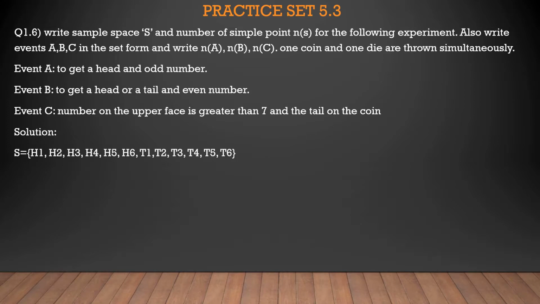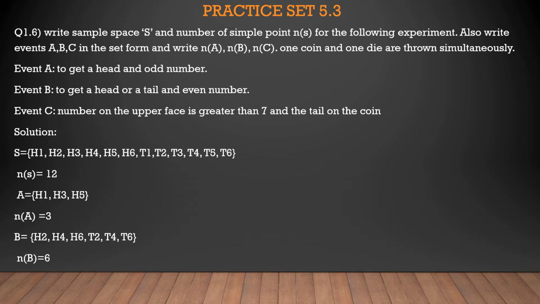So sample space is written as S is equal to H1, H2, H3, H4, H5, H6, T1, T2, T3, T4, T5, T6. So n of S is equal to 12. A is event to get head and odd number. So A is equal to H1, H3, H5. n of A is equal to 3. Event B is to get head or a tail and even number. So we have B is equal to H2, H4, H6, T2, T4, T6. So n of B is equal to 6.